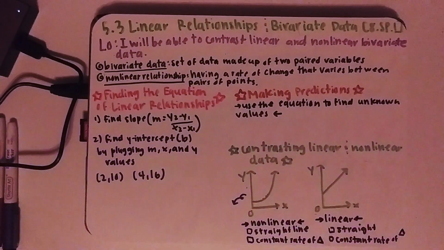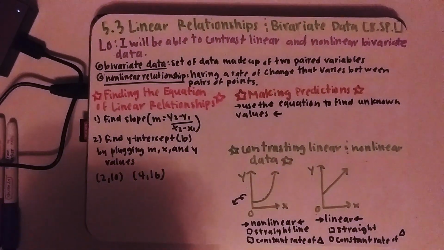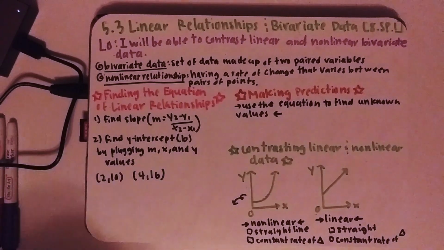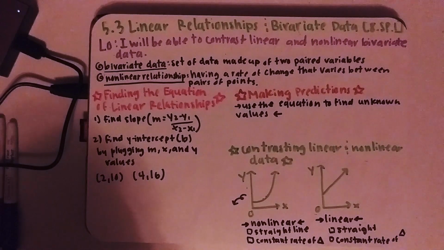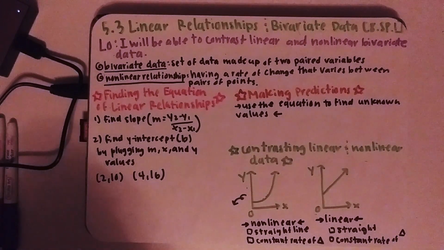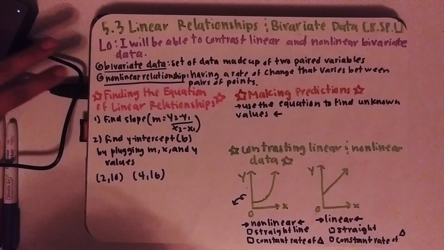Okay guys, so this is 5.3 linear relationships and bivariate data. So that's your standard, and you're going to be able to contrast linear and nonlinear bivariate data with at least 80% accuracy given independent practice. So we have two vocabulary words here.